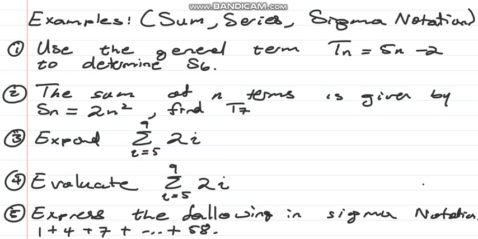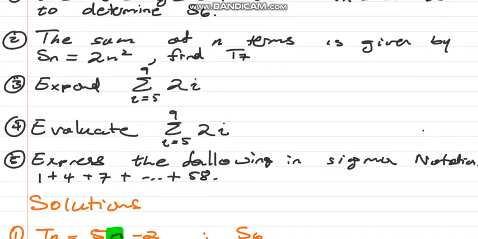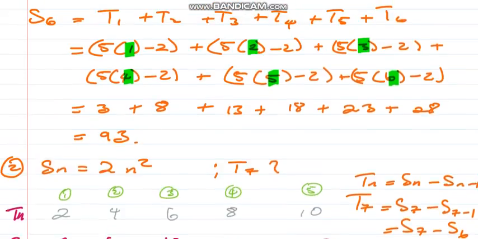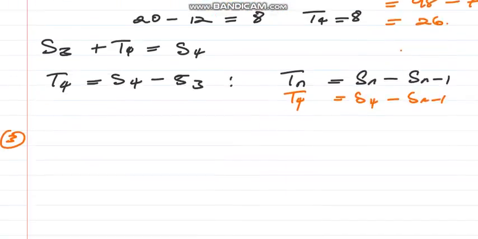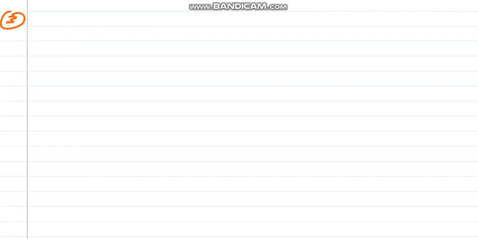Okay, so we're expanding that in number 3, we're just expanding. These are the solutions of the previous problems, but go watch that video if you want to understand what's going on there. So we're expanding the following: the sum from i equals 5 of 2i. What you're going to have here, we're just expanding it, we're writing out what it means.